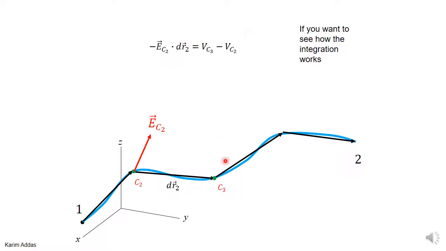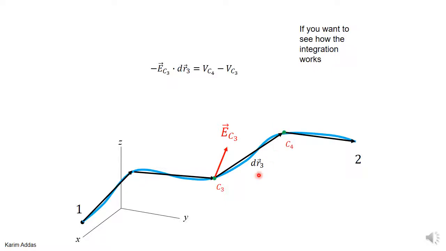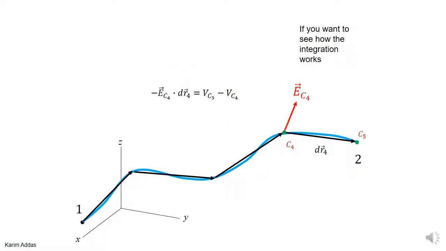This was the rule that we got for the difference in potential between 2 points that are very close. What if you get the difference in potential VC3 minus VC2? Well, it's just minus E at C2 dot dr2. What's the potential at C4 minus C3? It's minus the electric field at C3 dot dr3. The potential at C5 minus C4 is minus the electric field at C4 dot dr4.